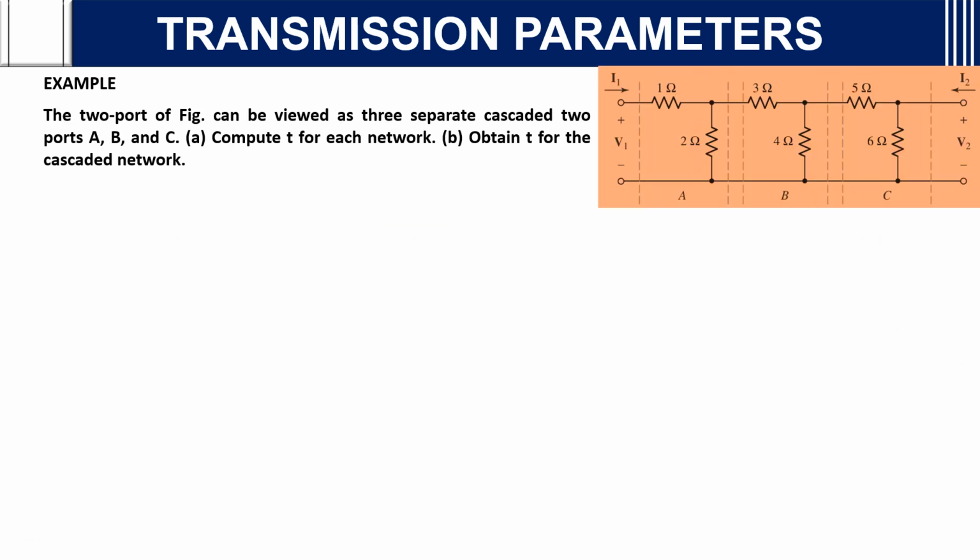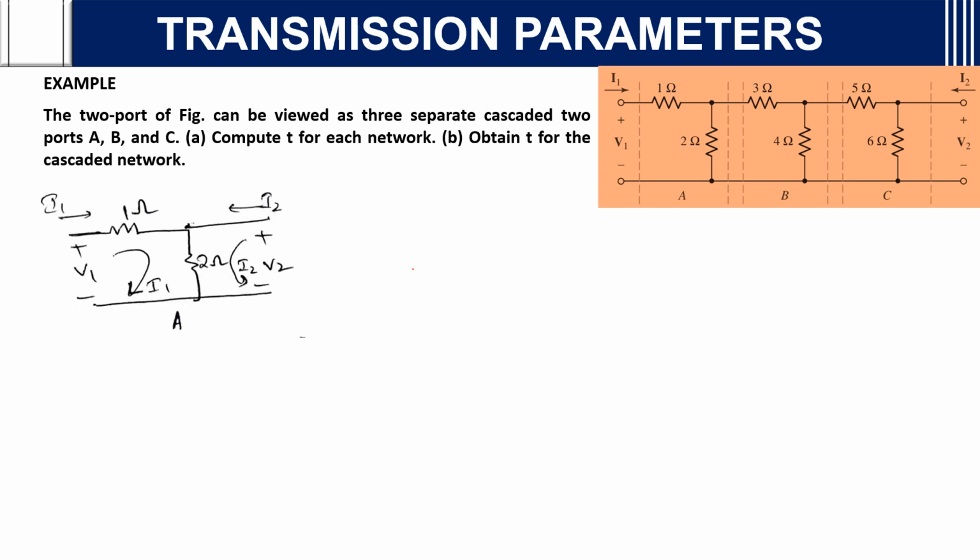See, the two-port network given here in the figure can be viewed as three separate cascaded two-ports, that is A, B, C. Compute T for each network. Obtain T for the cascaded network. Simply, what we need to do here is find T for A, B, C and then multiply TA into TB into TC. You will get the network, that is nothing but the T parameters. That's it.